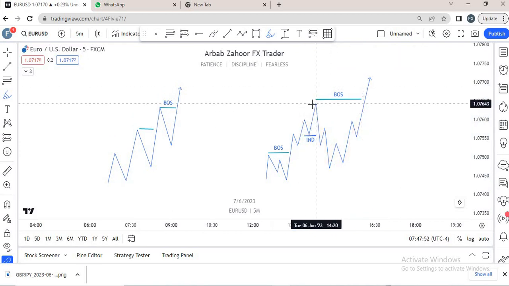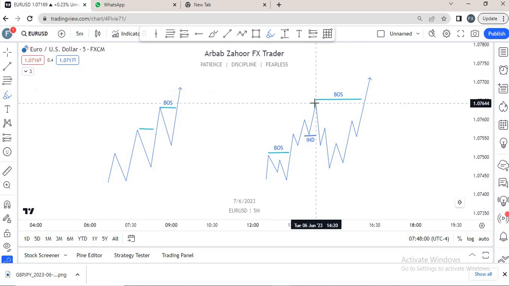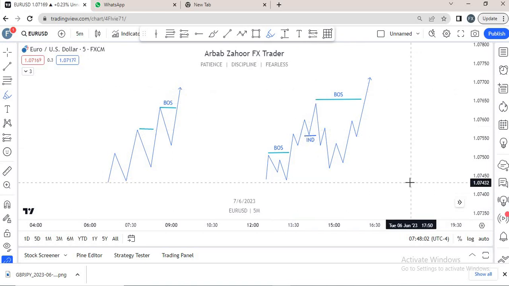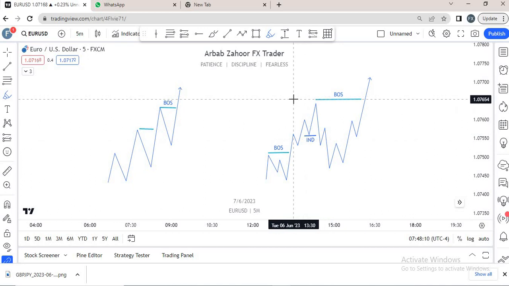So to confirm the higher high or higher low, the price must take out the inducement. Sorry, higher high or lower high, in the opposite direction of this downtrend. I hope you understand what I said. In the next video you will see the example on the chart.